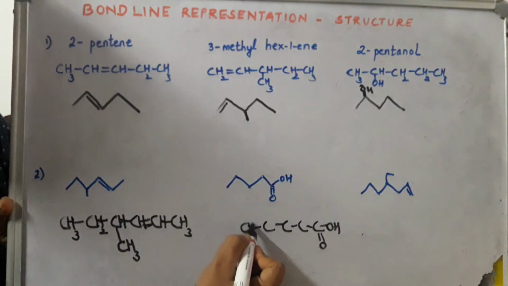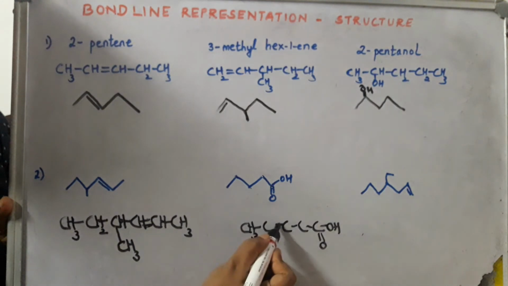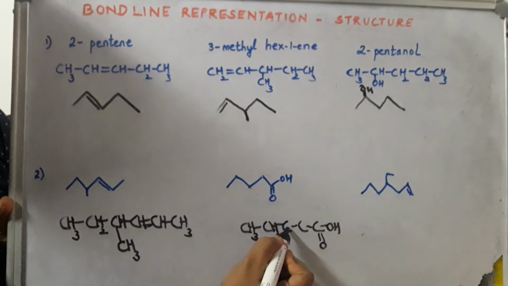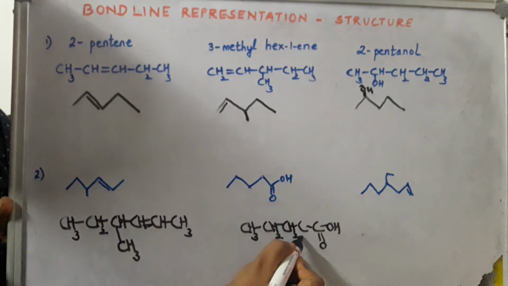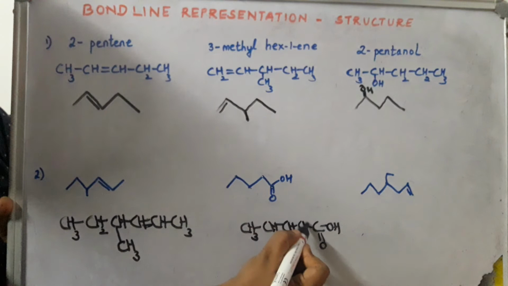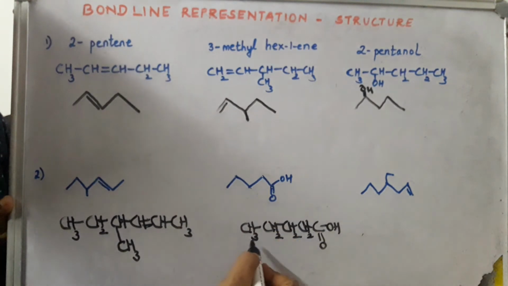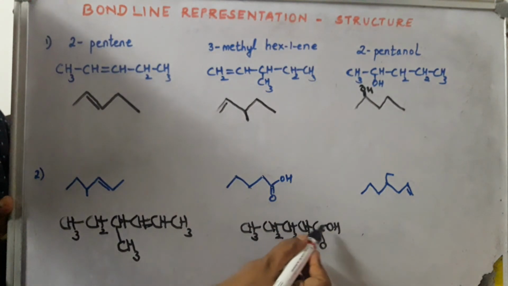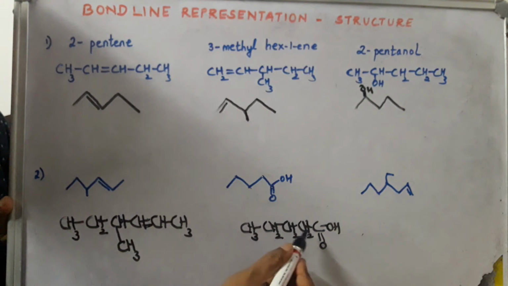1 bond is there, give 3 more hydrogen. 2 bonds, so give 2 more hydrogen. 2 bonds here, so 2 more hydrogen. Here again 2 more hydrogen. So this is the compound pentanoic acid.